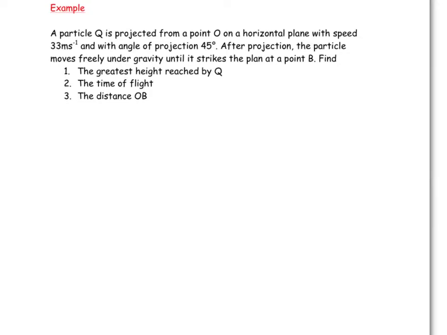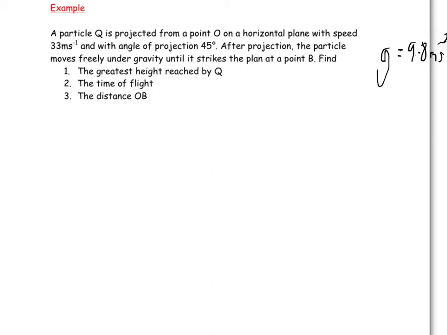Now remember, when a particle is moving freely under gravity, like it is in this question, we use gravity as equal to 9.8 meters per second to the minus 2, which we use a lot of in Mechanics 1 to do with SUVAT problems. Now what we need to do, as I said, is we need to draw our diagram.